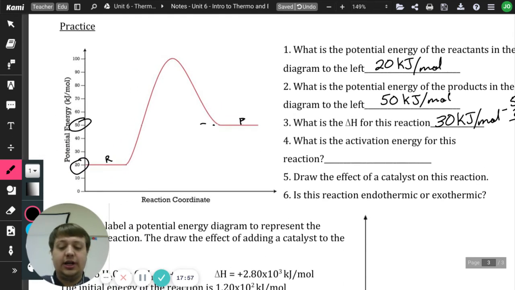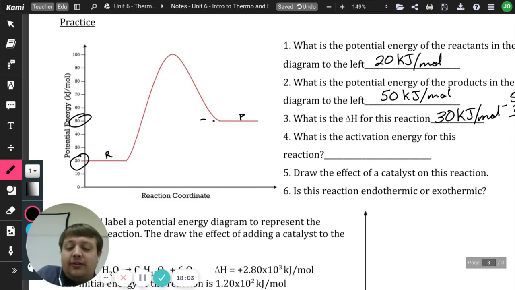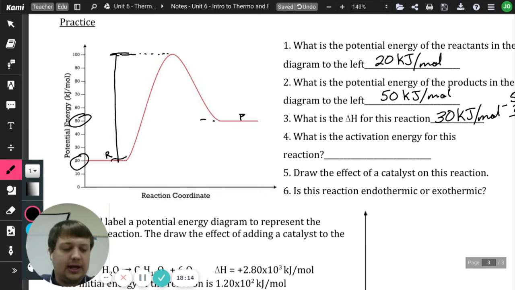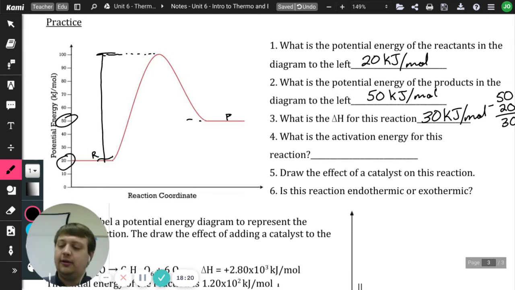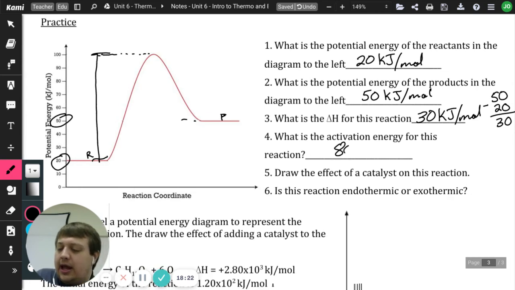What is the activation energy for this? Well, remember the activation energy is the energy required before the reaction begins. So it's going to be based off of your activated complex here. So it's looking at how much energy it takes to go from my reactants to that activated complex. My activated complex is at about 100. My reactants are at 20. So the difference there would be 80 kilojoules per mole.